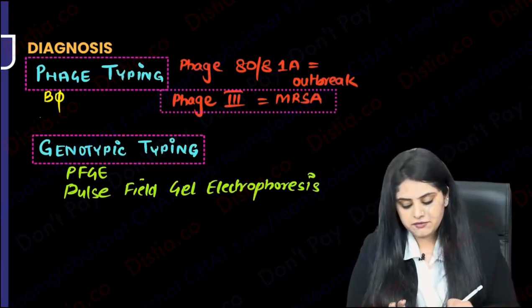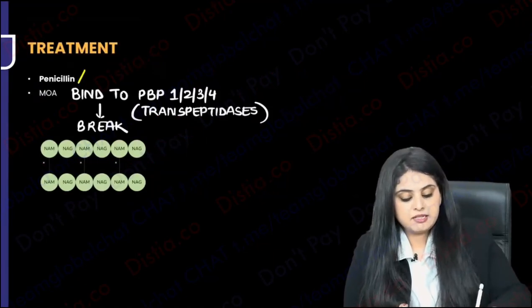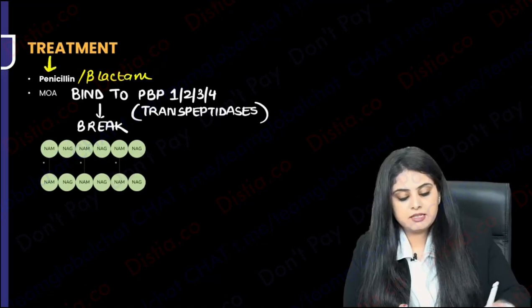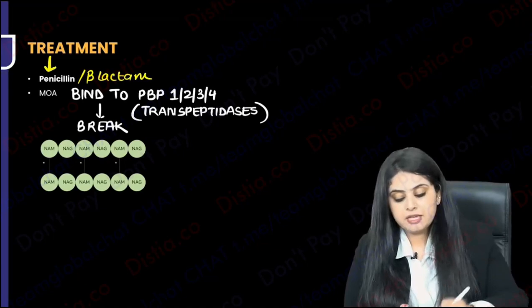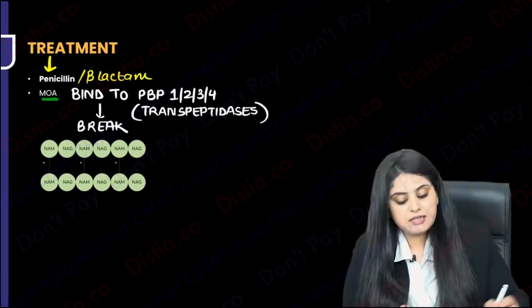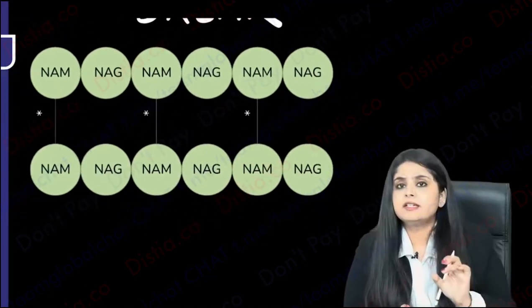So you are now ready for what? You are ready for the treatment aspect. And you know beta-lactams or penicillin are going to be the drug of choice. So beta-lactams or penicillin is what is going to be used over here, right? Okay. Mechanism of action. Mechanism of action is, I've drawn this one tiny little thing. I hope everyone can see, hai na?